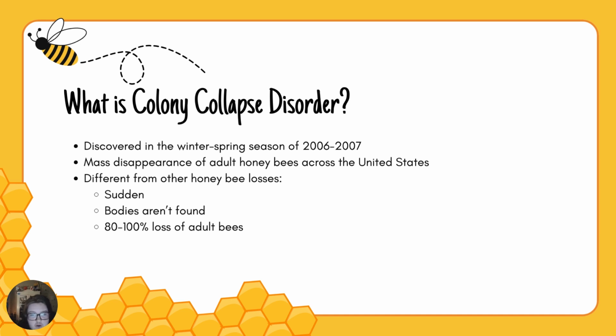These losses were sudden, where all of the bees that were lost were lost at the same time, as well as their bodies were not being found, which is very atypical for honeybee deaths. And it was very large scale, with 80 to 100% loss of all adult bees in some colonies.